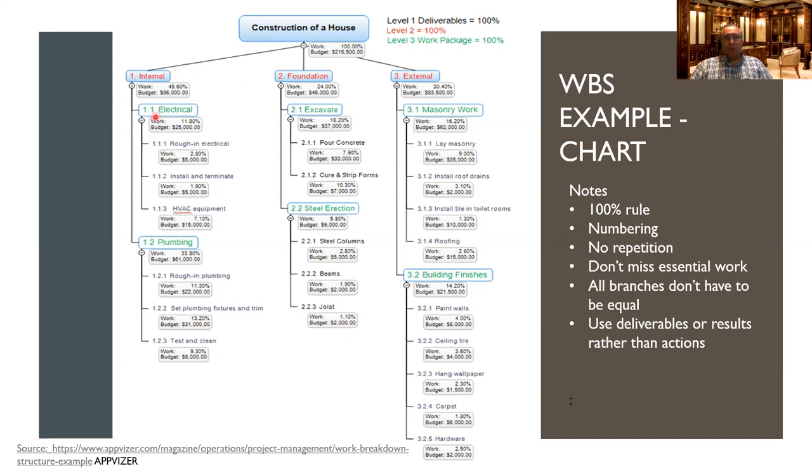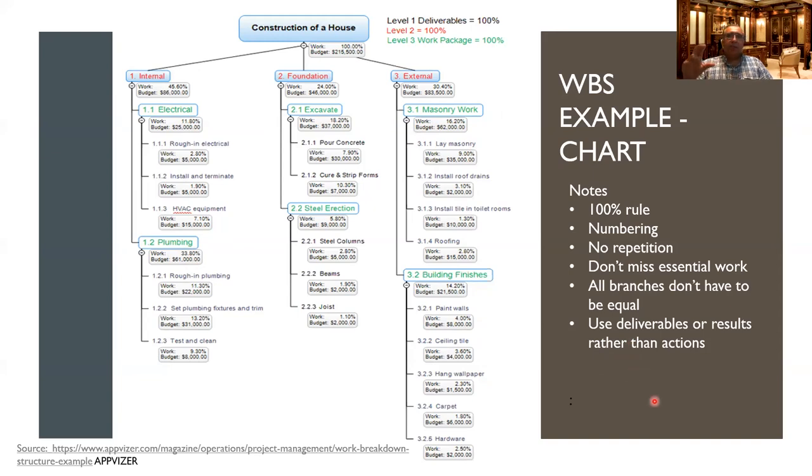Then you have internal work to do. You have electrical, you have plumbing. These can be assigned to electrical people. This is assigned to plumbing people. Then you have the brickwork to do. Again, these people cannot do the masonry. You have to have somebody else come in and do the brickwork. Somebody else has to do the finishing. So that's the purpose of the WBS.